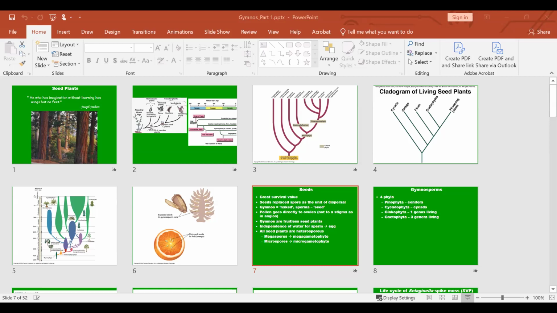And so gymnosperms and angiosperms are both heterosporous. They'll have megaspores and microspores. And then remember the job of the spores is to develop into the gametophyte. So a megaspore develops into the megagametophyte, a microspore develops into a microgametophyte.